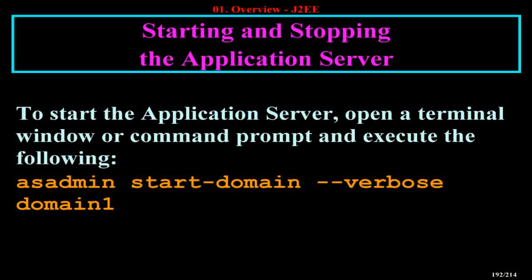Starting and stopping the application server. To start the application server, open a terminal window or command prompt and execute the following: asadmin start-domain --verbose domain1.